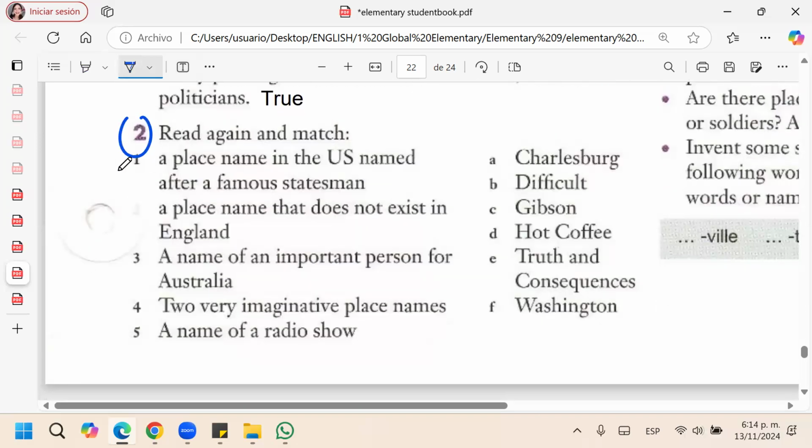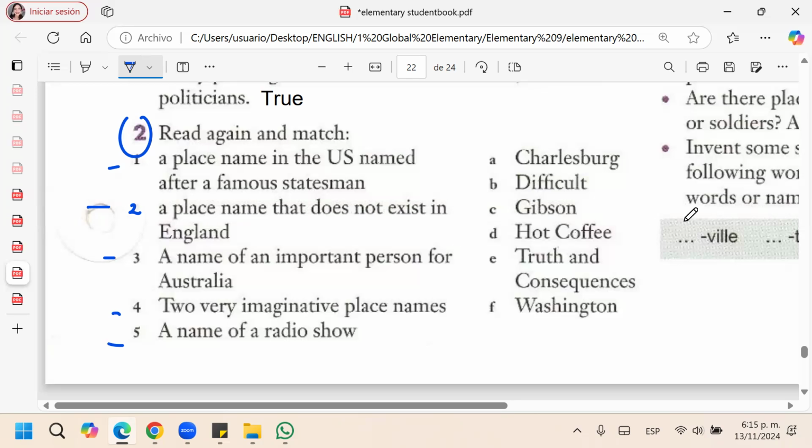Kelvin, can you read the second exercise? Okay. Read again and match. 1. A place name in the U.S. named after a famous statesman. Yes, statesman. Read all of them. 2. A place name that does not exist in England.